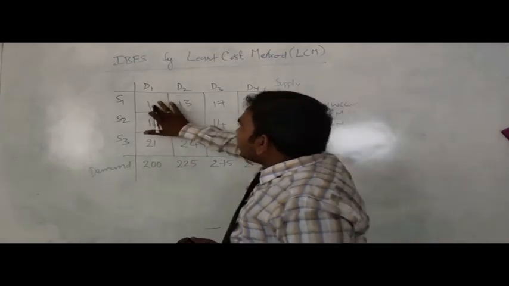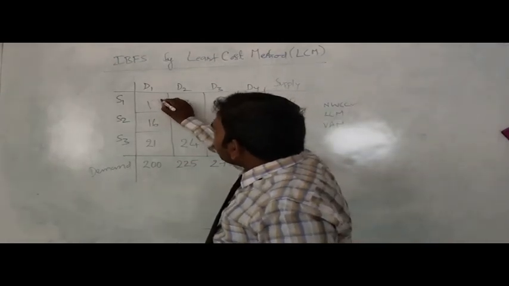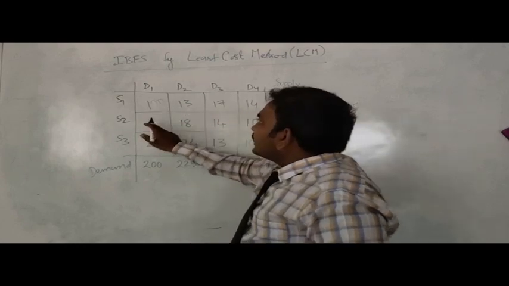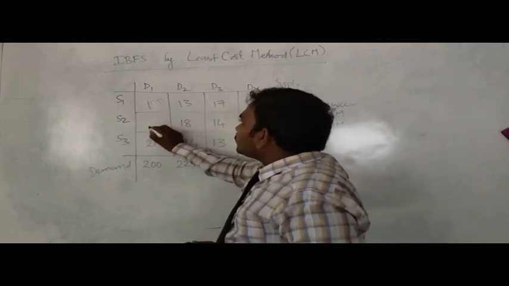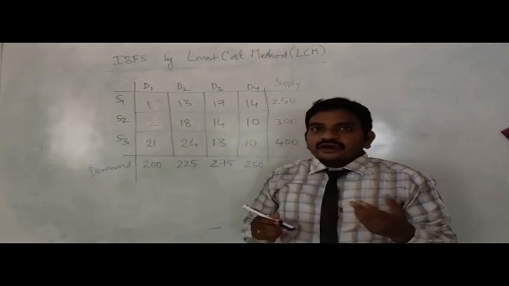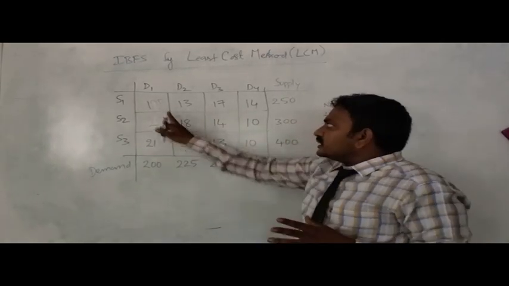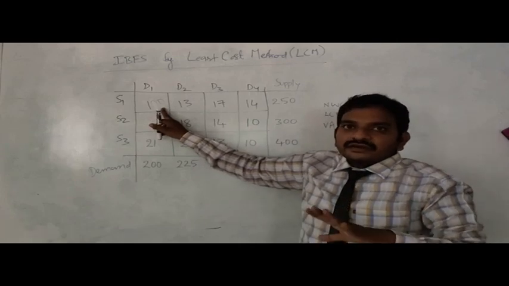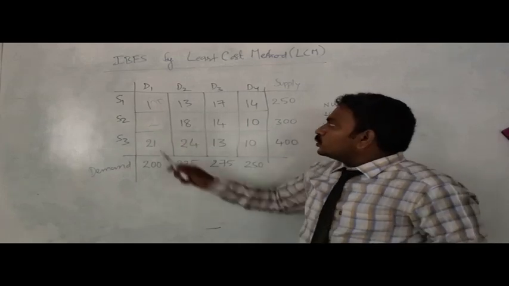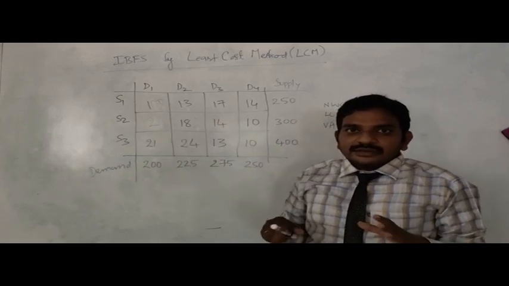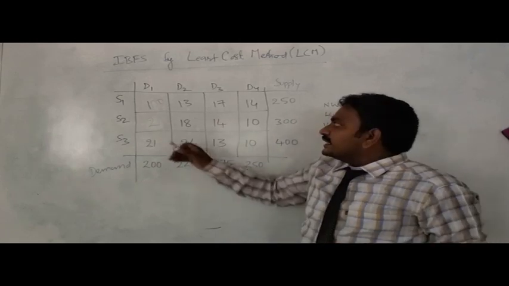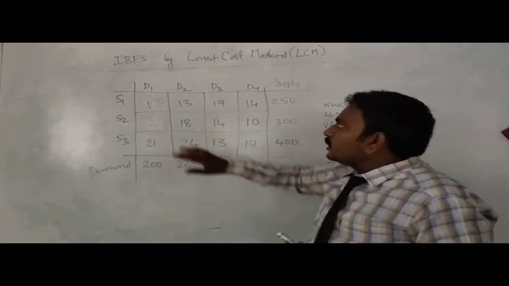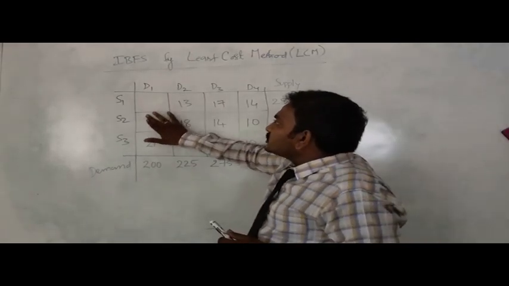For the understanding, I am making it like this. This is 100 rupees and this is 2 rupees. According to the Northwest Corner Cell method, you have to choose this 100 cost cell, S1D1. There is no other option. There is a 2 rupee transportation cost available, but you cannot choose that according to the Northwest Corner Cell method. You have to follow it. That is the only drawback with this Northwest Corner Cell method.